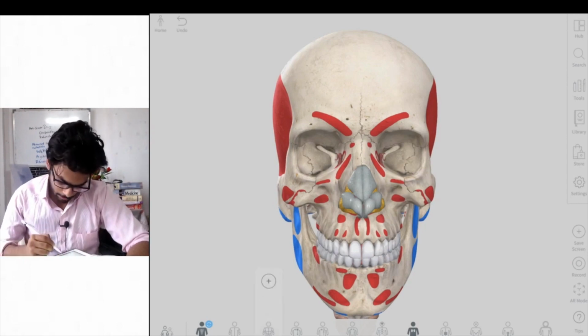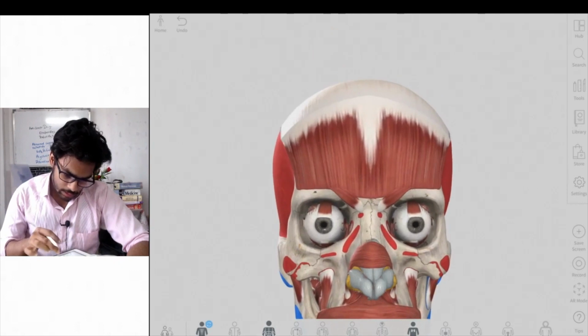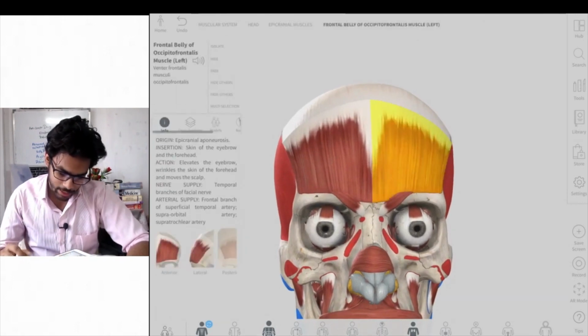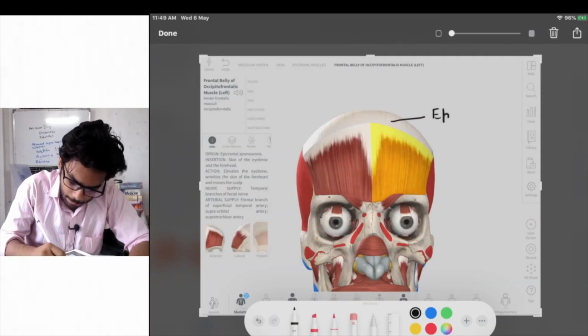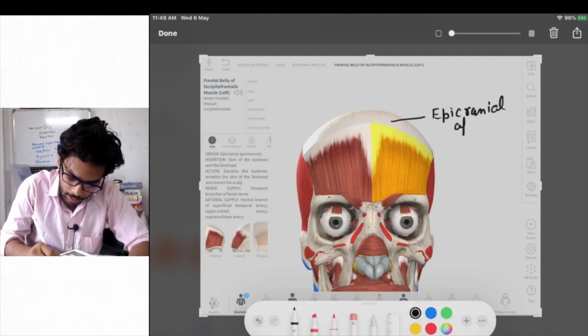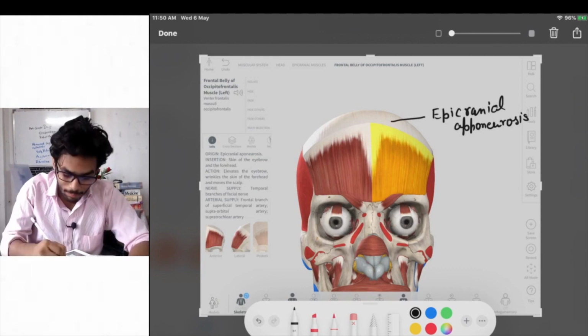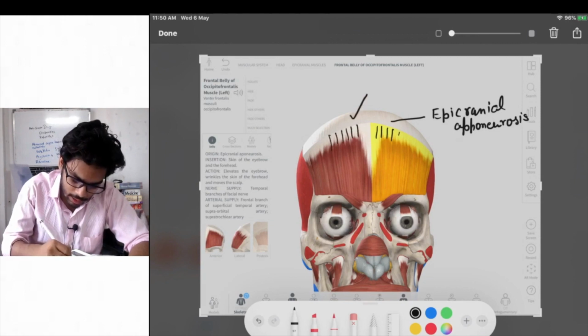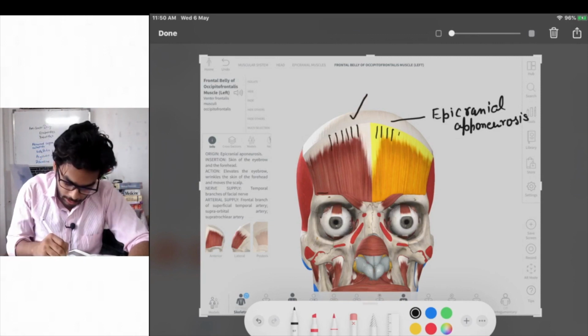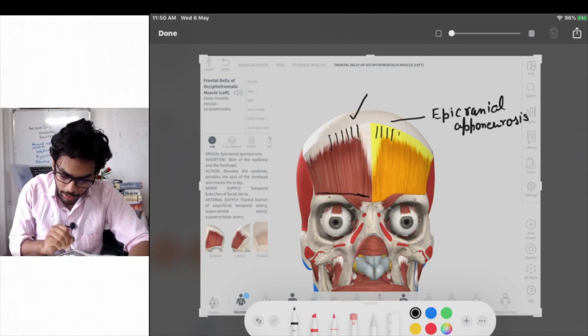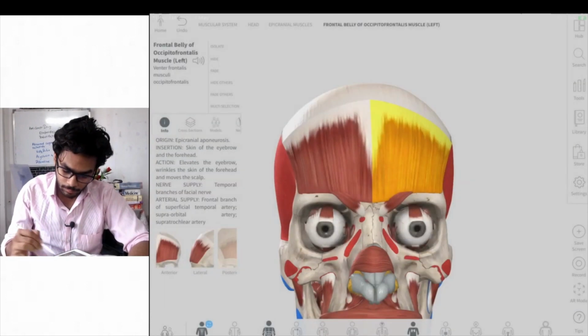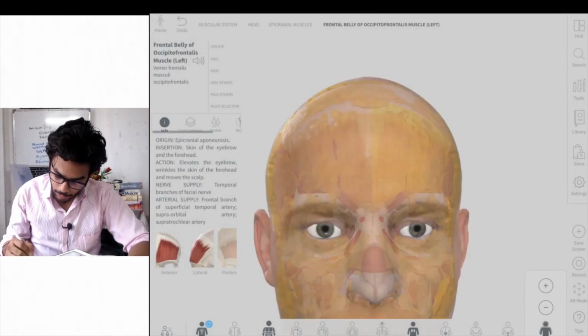Now let me show you the frontalis muscle. Here, this muscle is the frontalis muscle. This structure is the epicranial aponeurosis, above the cranial part. Its origin means from where the muscle starts originating. Can you see, the frontalis muscle originates from this epicranial aponeurosis, but it inserts itself here into the skin of the eyebrows.